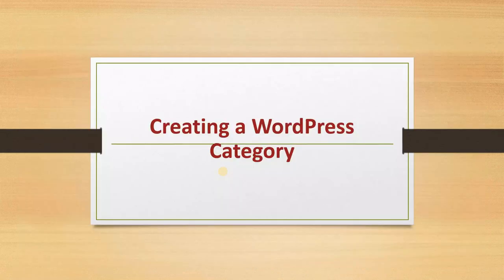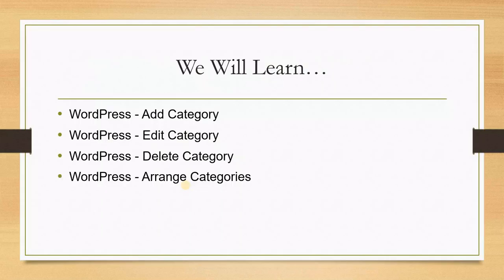A category is used to indicate sections of your site and group related posts. It sorts the content into different sections. It is a very convenient way to organize the posts. So in this session, we are going to discuss how to add a category and how to edit it. Suppose you want to change a particular category, then how to do that, and how to delete a particular category. If you want to arrange the categories, like change the sequence of categories, then how to do that. So we will discuss all this in this session.